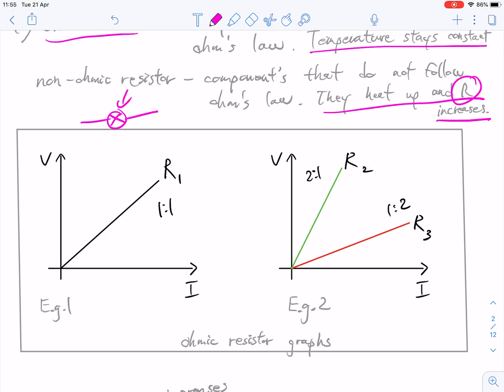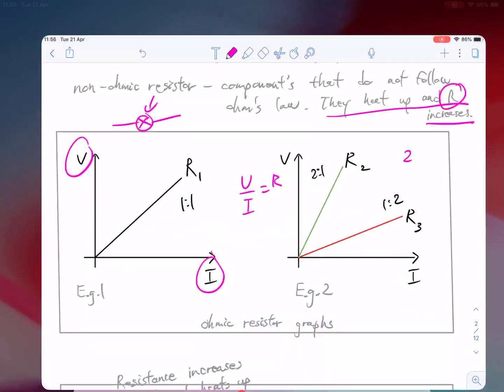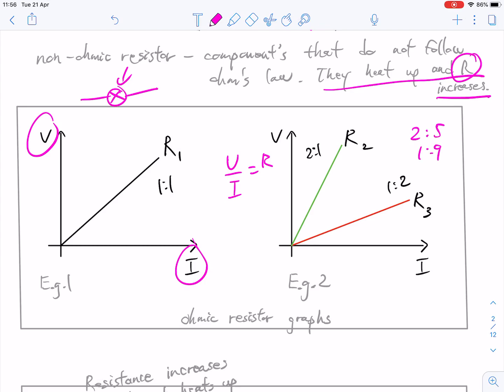One thing that you need to learn, recognize, and maybe even sketch is the graphs for ohmic resistors and non-ohmic resistors. Ohmic resistors follow Ohm's law. So we have voltage and current, which means voltage over current is equal to resistance, and this is your slope. So the slope of the line is the resistance. It could be a 1-to-1 ratio, as you can see here. It could be 2-to-1, 1-to-2, 2-to-5, 1-to-9, it doesn't really matter. The line could be of any slope.